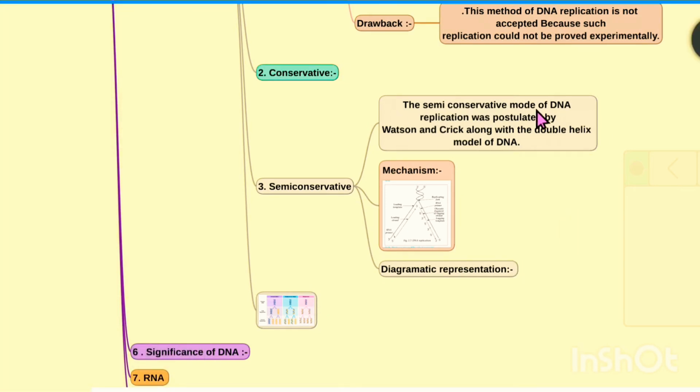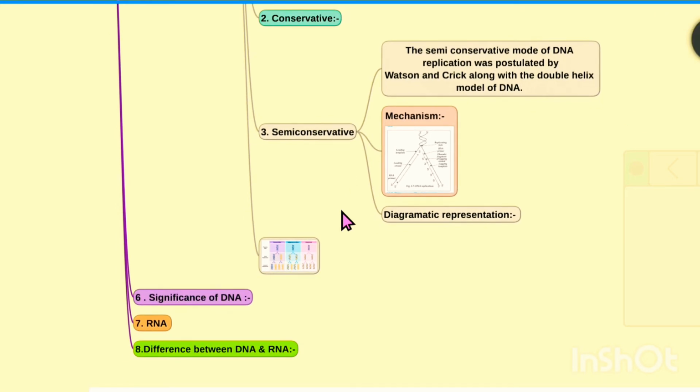The semi-conservative mode of DNA replication was postulated by Watson and Crick along with the double helix model of the DNA. Watson and Crick postulated the semi-conservative method of the DNA replication. We will see the mechanism after this.